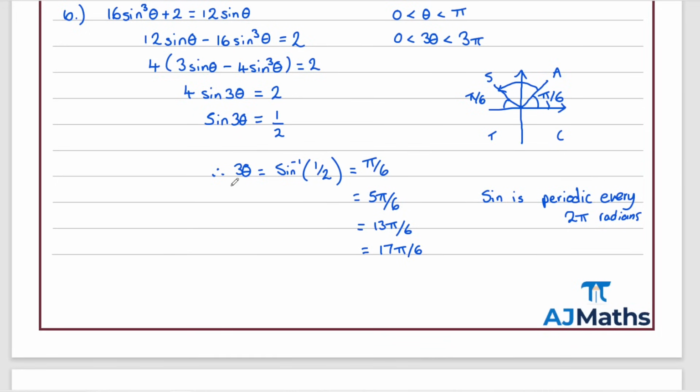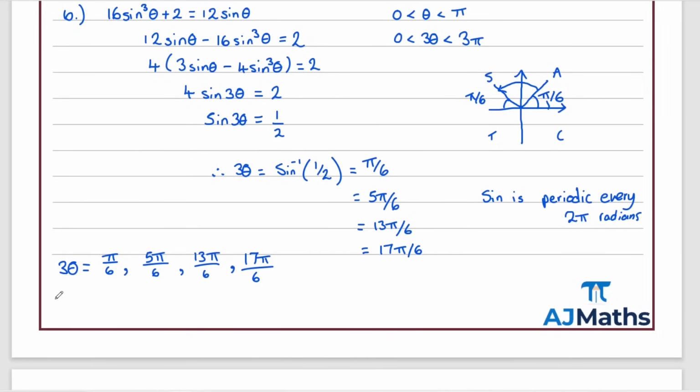for 3 theta. However, we're solving for theta. So if we want these solutions for theta, we're going to have to divide each solution here by 3. Let me just write this out here. So 3 theta is equal to pi over 6, 5 pi over 6, 13 pi over 6, and then finally 17 pi over 6.